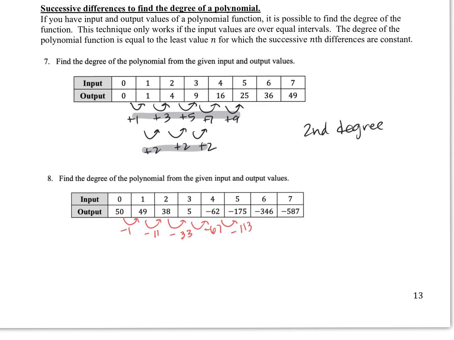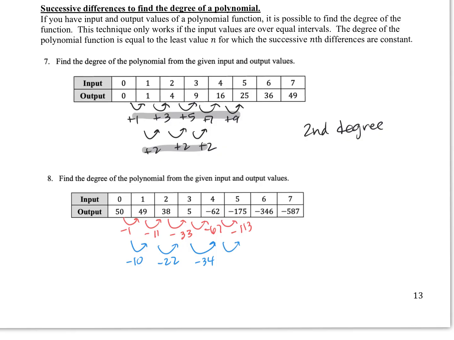Okay, do you agree we don't have a pattern there? Let's do it again. Negative 1 to negative 11, we're subtracting 10. Negative 11 to negative 33, we're subtracting 22. Negative 33 to negative 67, negative 34. You're like, ugh, I don't see a trend on that one.